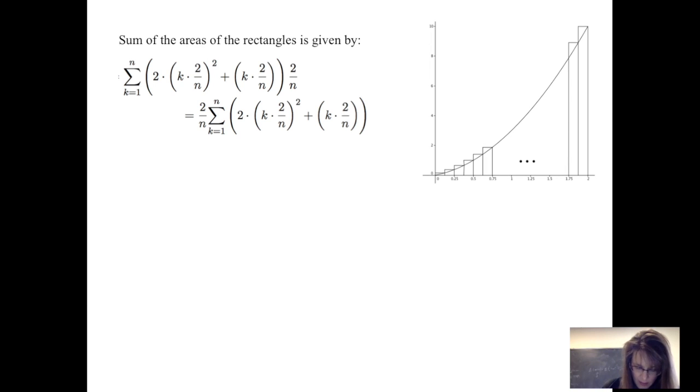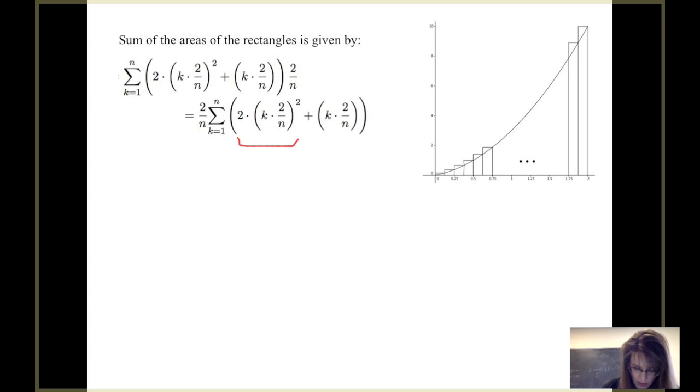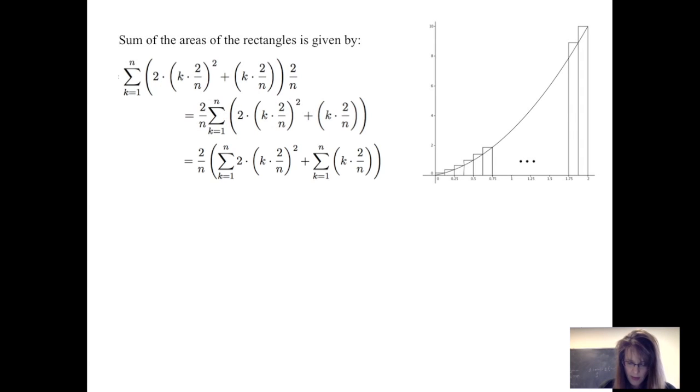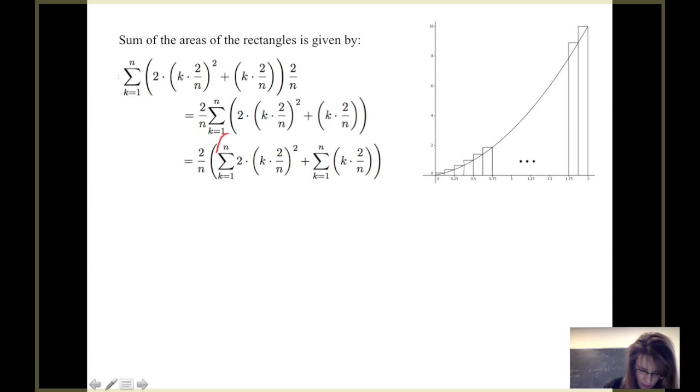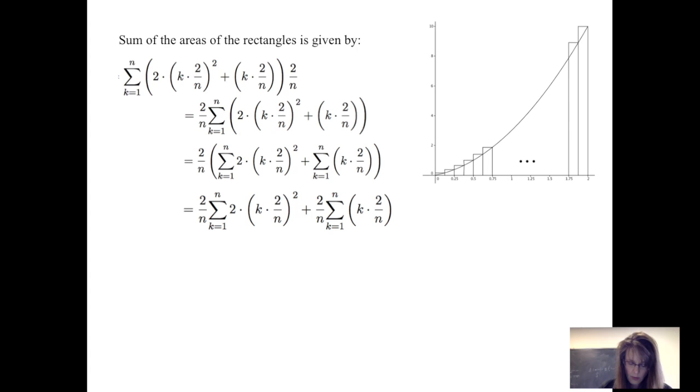Furthermore, I've got a sum of these items, 2 times k times 2 over n squared plus k times 2 over n. So I'm going to break that up and write that as two different sums. I've got this sum and this sum, and both of those get multiplied by 2 over n, which I can distribute across each of those terms.